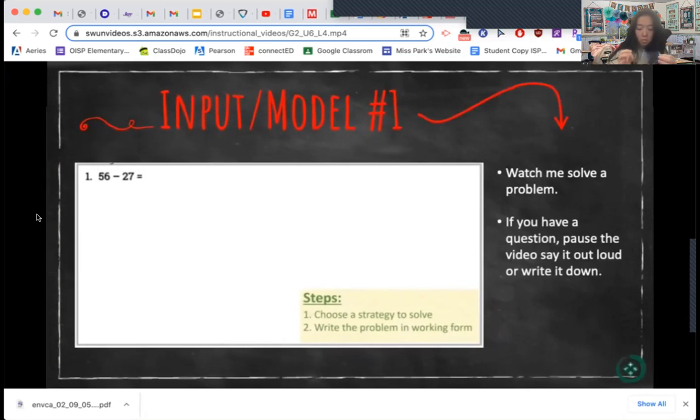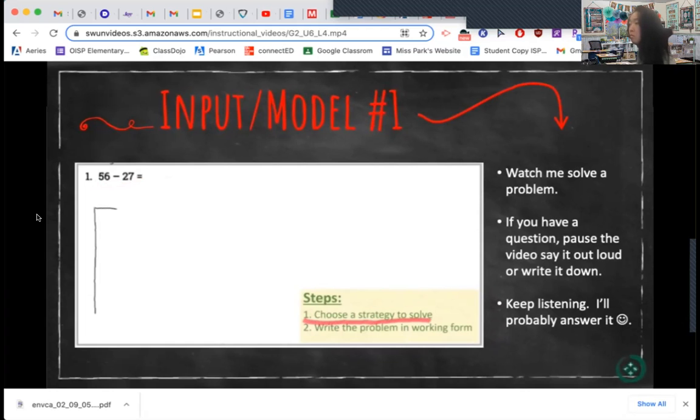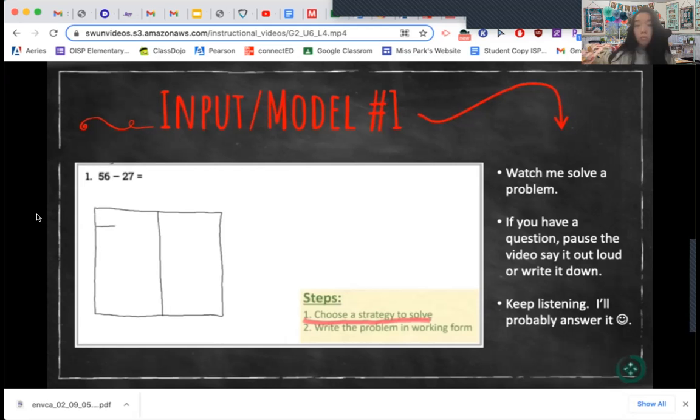Here we have the equation 56 minus 27 is equal to a number. Our first step for this problem is to choose a strategy to solve. For this equation, I will use the draw picture strategy. I will first create my place value chart. My place value chart will be separated into tens and ones. I will write the letter T to represent the tens place and an O to represent the ones place.